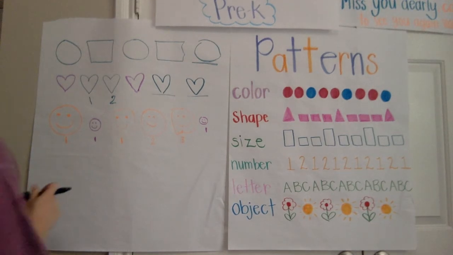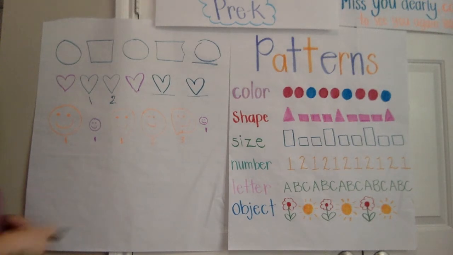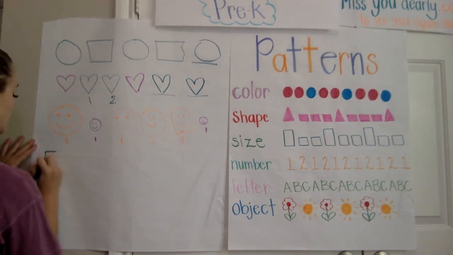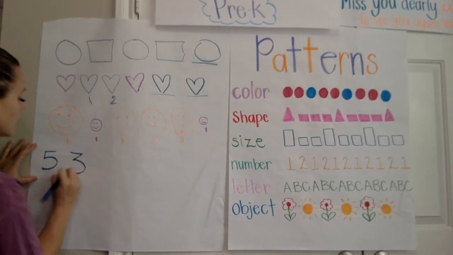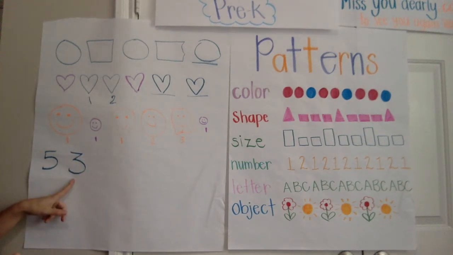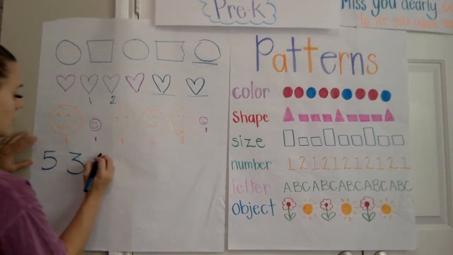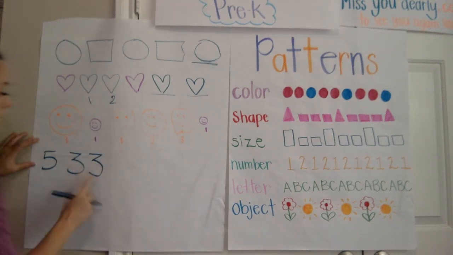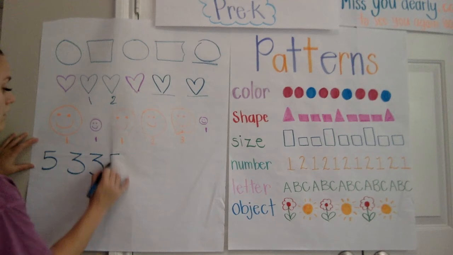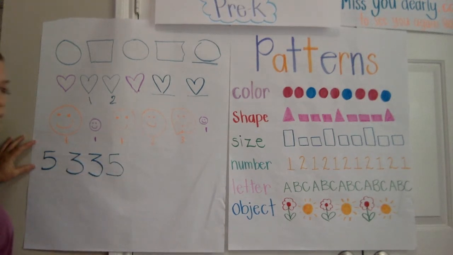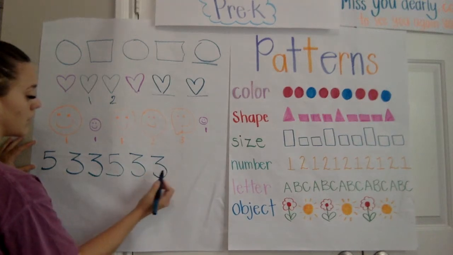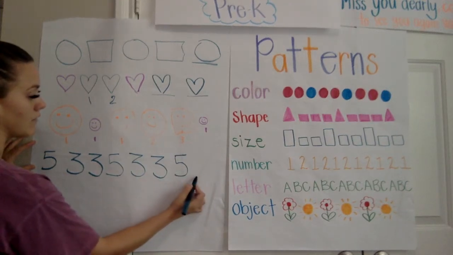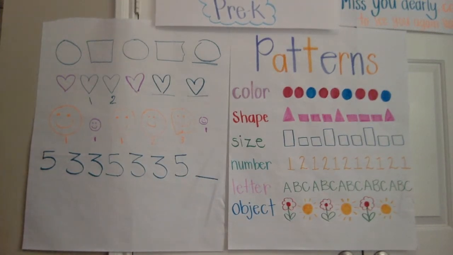Okay, let's do 5. What number's that? 3, 3, 5. 3, 3, 5. Now I want to see which one comes after this 5.